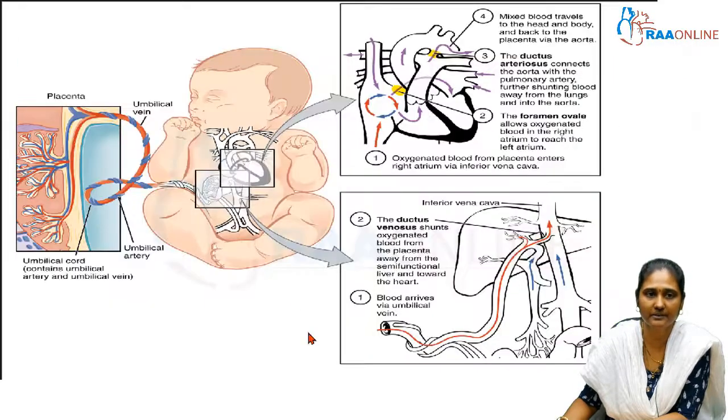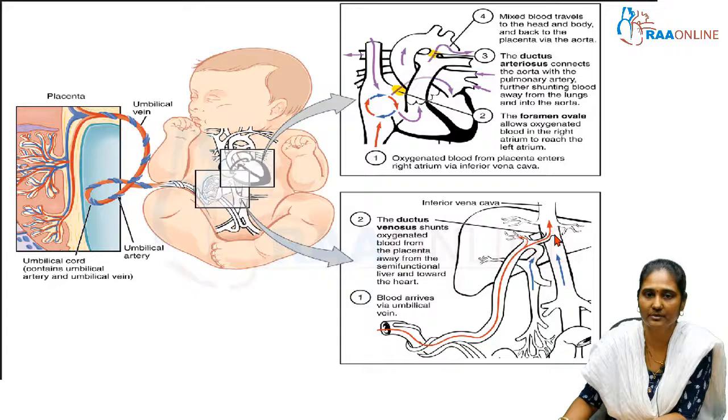So if you see in this picture, this is the placenta, and from the placenta there is a single umbilical vein that is red in color and two umbilical arteries. So there will be one umbilical vein and two umbilical arteries. So what happens here? First, the saturated blood comes from the placenta through the umbilical vein. Most of the blood bypasses the hepatic circulation through the ductus venosus. This is the ductus venosus. It joins the inferior vena cava.